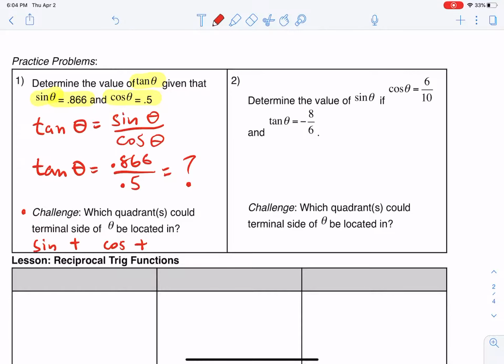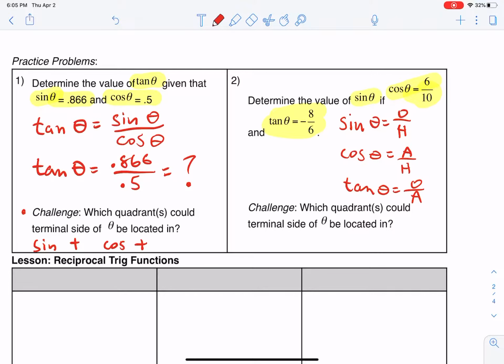Okay, so for number 2, determine the value of sine of theta given that cosine of theta is 6 over 10 and tangent of theta is negative 8 over 6. Okay, so one thing we could think about here is sine is the same as opposite over hypotenuse. Cosine is the same thing as adjacent over hypotenuse. And tangent is the same thing as opposite over adjacent.